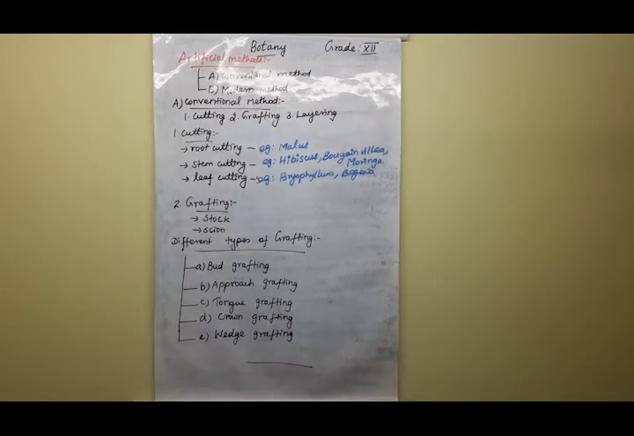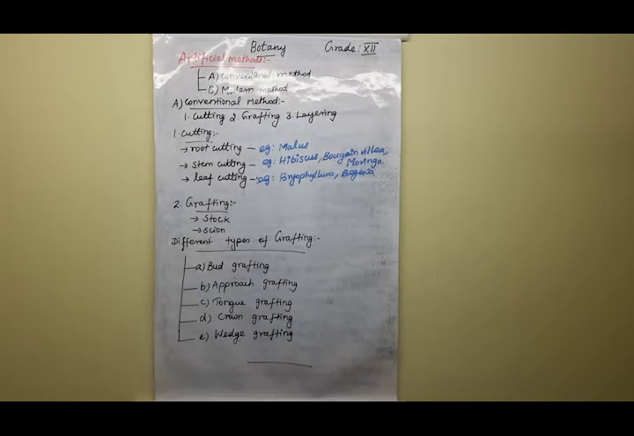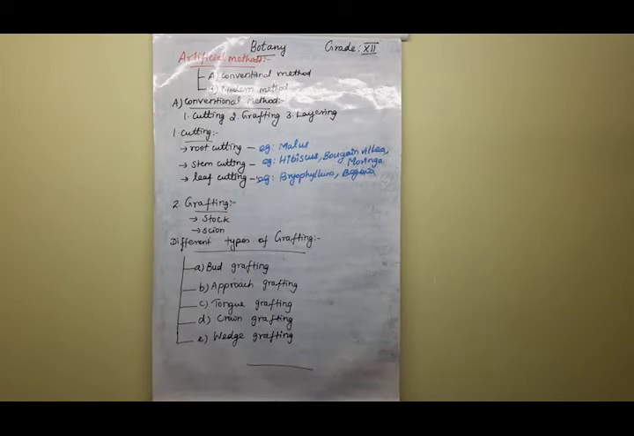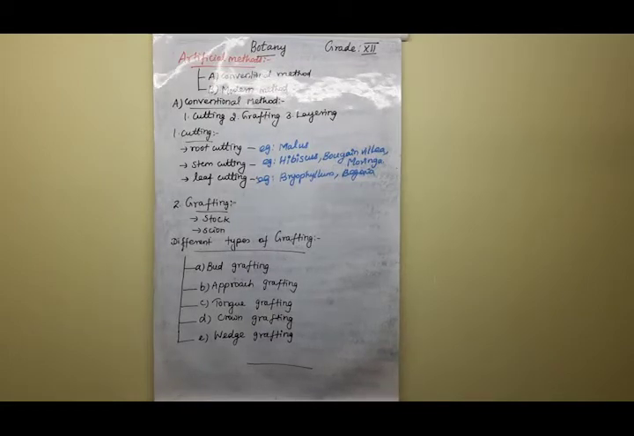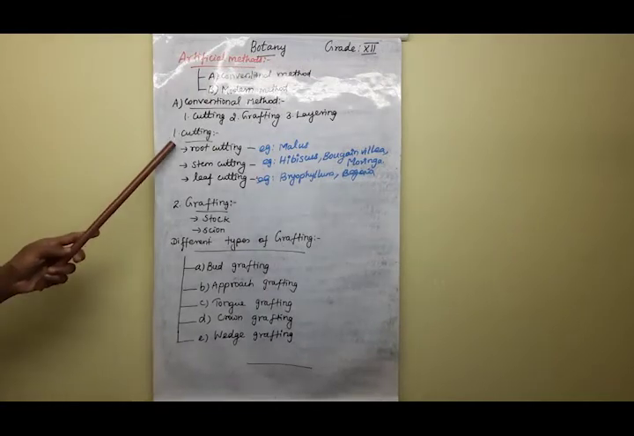So these are the plant parts they cut, and then they are inserted and placed in a suitable medium. After that, it produces the root. Clear? So the root, and then finally it grows into the new plant. This is one of the ordinary methods of cutting.